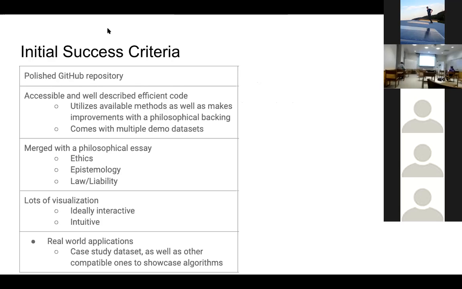So my initial success criteria was a polished GitHub repository, which is in the final stages of assembly right now. The main aspect still being the philosophical writing accompanying the code. Because my presentation is due right now, I've been putting all my time and effort into my data set and my algorithm, and spending the remaining 10 days of class cleaning up the notebooks and bringing together my study on XAI theory and philosophy. Accessible and well-described, efficient code.